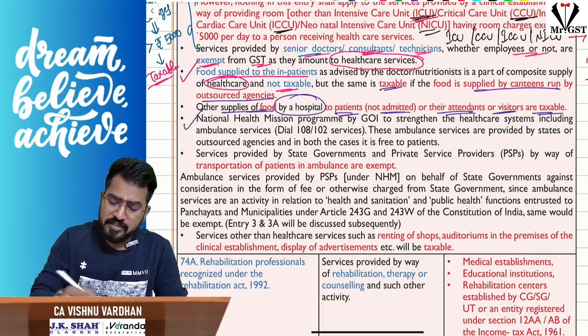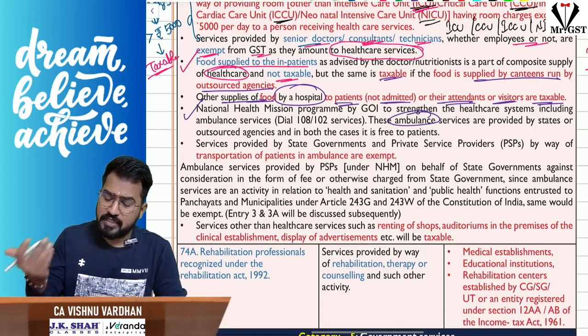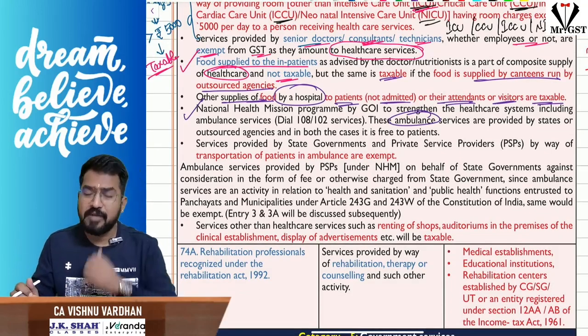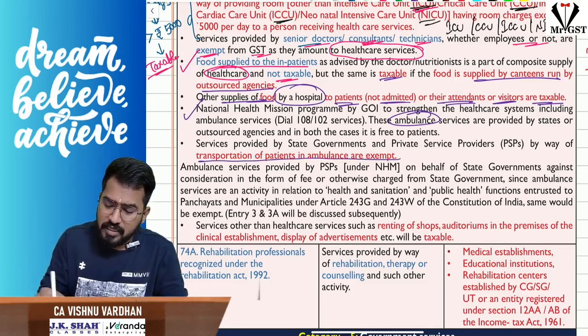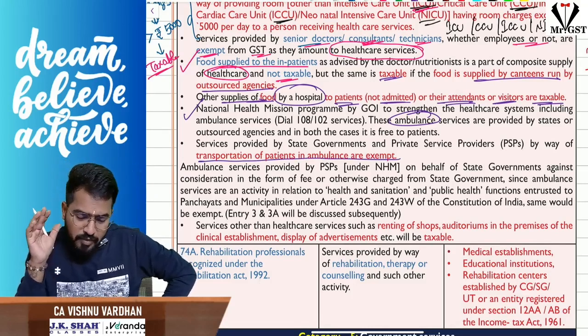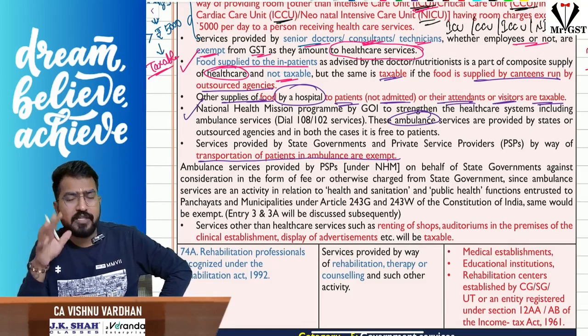And ambulance services we have already discussed, it is exempt under GST no matter whether it is provided by some government or as per a public private partnership, whatever it is. So ambulance services are exempt under GST. So here please understand, purely whatever healthcare services are provided, they are only exempt under GST.